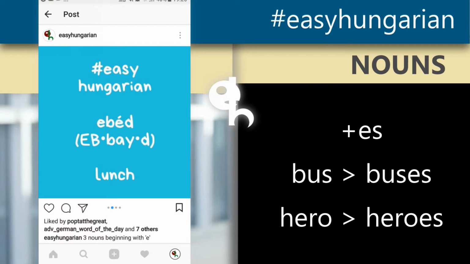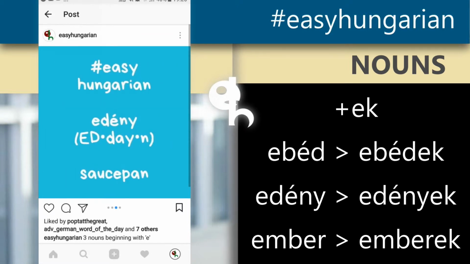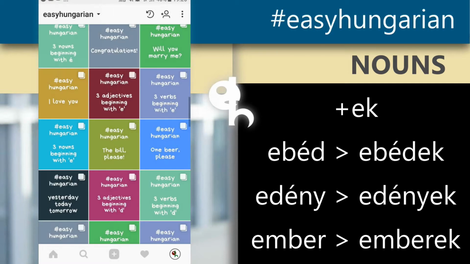If we go to ebéd, they don't add ebédk, so that just doesn't sound right at all, so they add an EK on the end. Ebédek, lunches. Edény becomes edények, and ember becomes emberek. So by adding EK to the end, that makes those words plural.